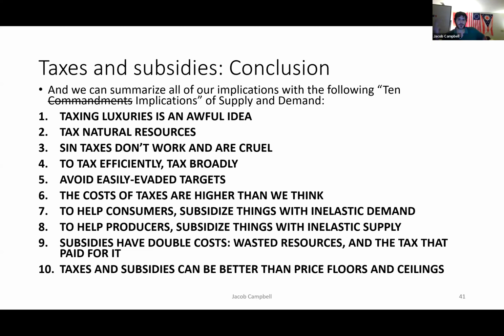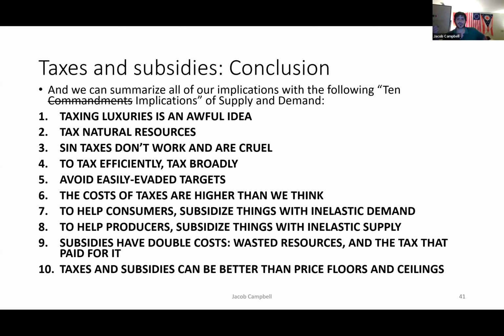3, sin taxes don't work and are cruel. They tend to be inelastically demanded, so you're going to raise a lot of money, but you're not going to discourage the behavior. It's a form of targeted extortion. 4, to tax efficiently, tax broadly. Go after whole categories of goods. Go after spending in general. Things like sales taxes work very well. Do not have a complicated tax code. 5, avoid easily evaded targets. If people can easily get around your tax by just buying something else or buying from somewhere else, your tax is going to be a bad tax.